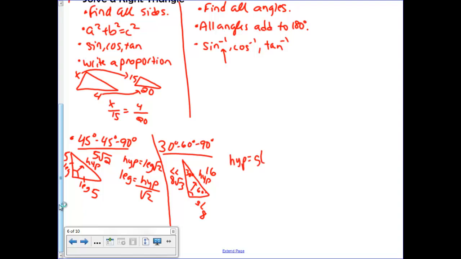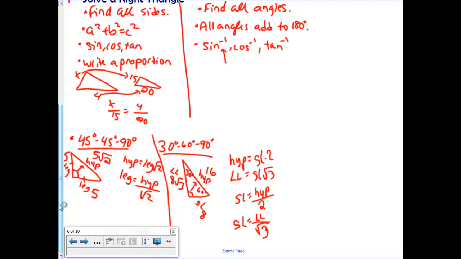Hypotenuse equals short leg times 2. Long leg equals short leg times the square root of 3. Short leg equals hypotenuse divided by 2. And the other one, we have short leg equals long leg divided by square root of 3.